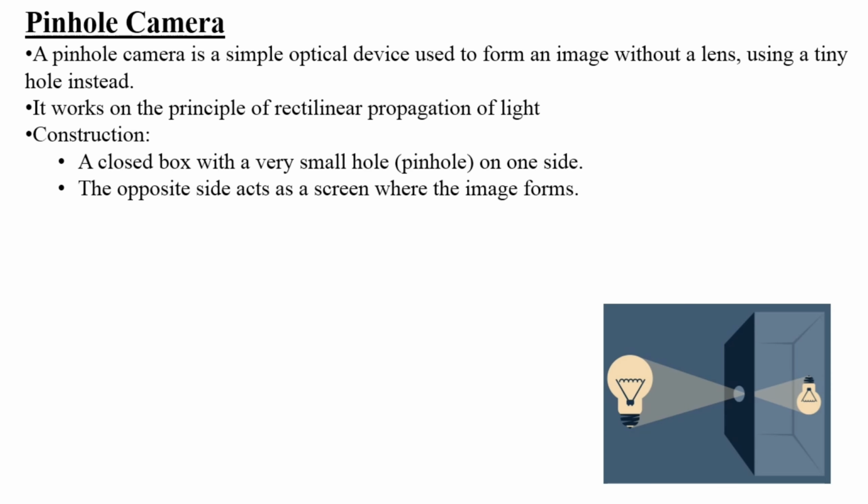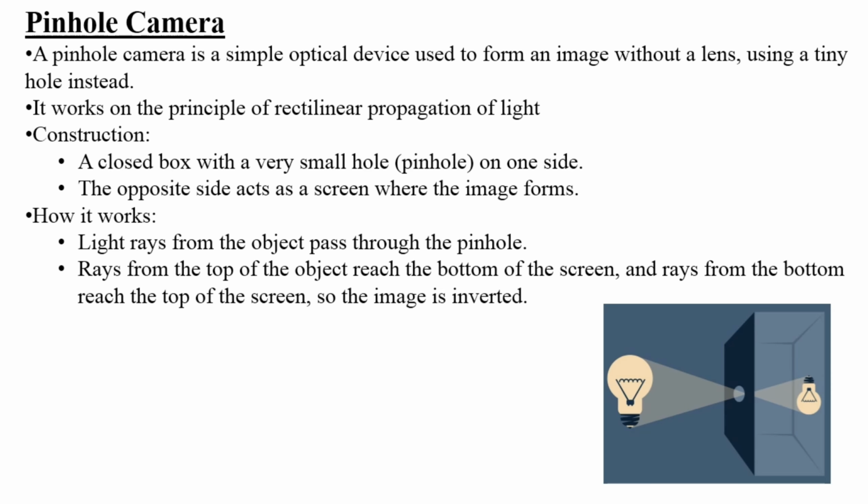Here is how it works. Light rays from an object pass through the tiny pinhole. Because light travels in a straight line, rays from the top of the object reach the bottom of the screen, and the rays from the bottom of the object reach the top of the screen. That's why the image formed is inverted. It appears upside down compared to the object.